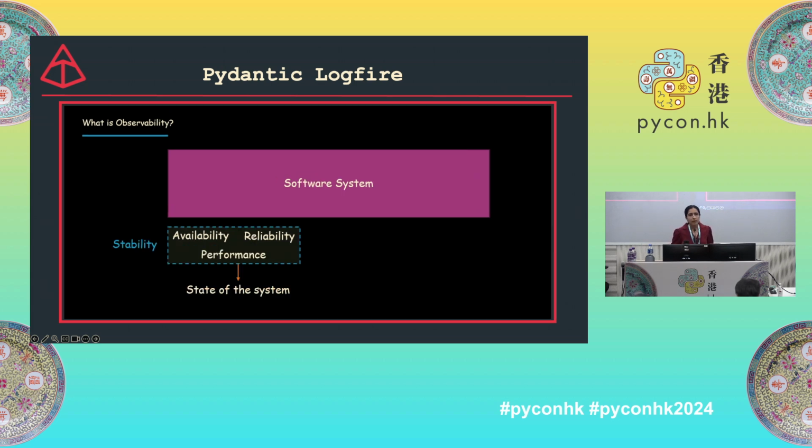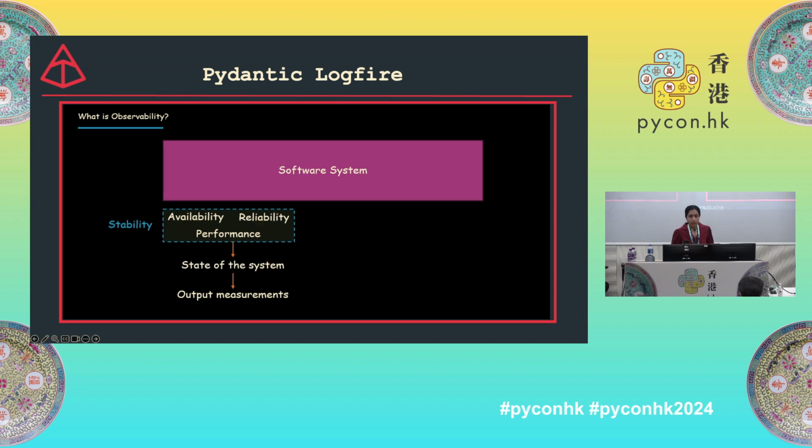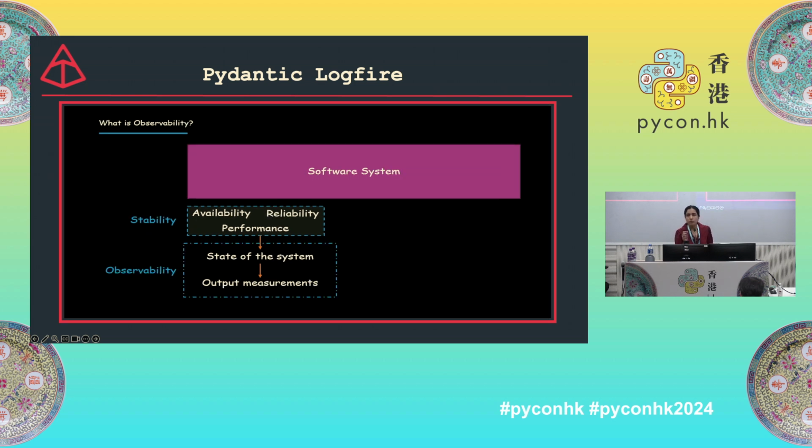So how do we determine if the system is stable or not? We measure the state of the system at certain intervals of time. So how do we measure the state of the system? We do that through certain output measurements that we take of the system. The process of using output measurements to understand the internal state of the system is known as observability.